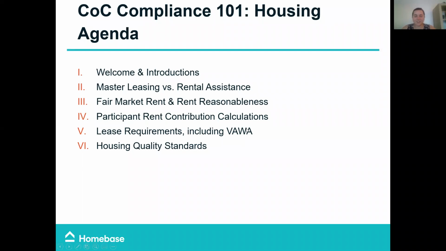Great. So thank you all again for joining us today for this CoC compliance training. This is the third in our training series on CoC compliance for Santa Clara County. As a reminder, this is specific to CoC funding rules and regulations. So if your program does not receive CoC funding, this likely will not apply to you.